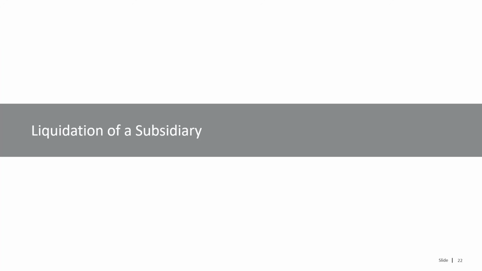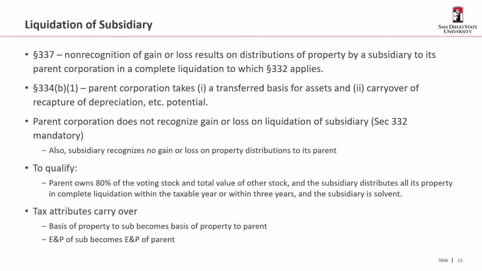Okay. That takes care of non-corporate shareholders. Now we shift our attention to corporate shareholders. So 337 says no recognition of gain or loss results on a distribution of property by a subsidiary to its parent corporation in a complete liquidation, to which 332 applies.